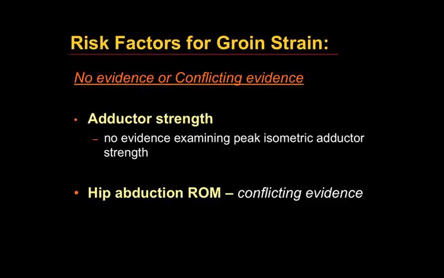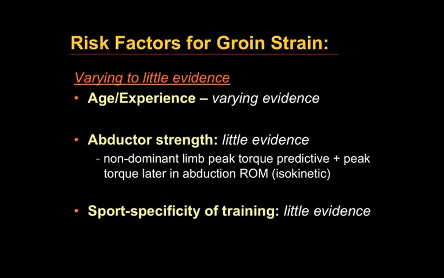There was no evidence or conflicting evidence for peak isometric adductor strength as a risk factor in groin strains. There was no evidence or conflicting evidence for hip abduction range of motion being a risk factor for groin strains. There was varying to little evidence for age and experience as a risk factor for groin strain. For abductor strength, there was a little bit of evidence. The non-dominant limb peak torque and peak torque later in the abduction range of motion in isokinetic testing was slightly predictive as a risk factor in groin strain.